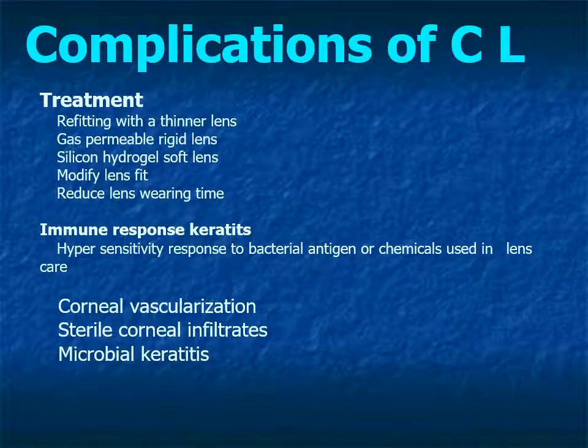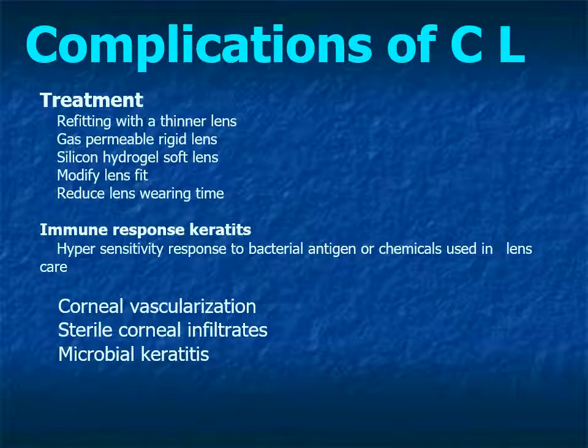The other complications of the contact lens are immune response keratitis. The contact lens related acute red eye is associated with marginal corneal infiltrates, and they are thought to be due to sensitization to bacterial toxins, and the mechanism is similar to the marginal infiltrates associated with blepharitis. The other complications are corneal vascularization, particularly in chronic hypoxia. It leads to peripheral vascularization of the cornea.